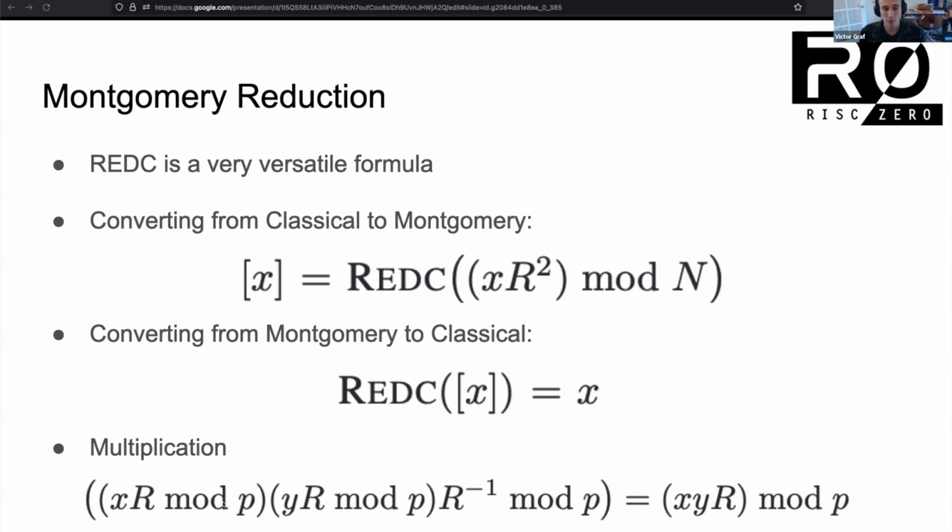So this motivates the reason why this alternate reduction formula is useful: it allows us to define an isomorphic representation of numbers that has its own multiplication that stays within this form. And this multiplication plus reduction is more efficient than the classical form of the same algorithm. So that's the intuition why. The REDC formula can also be used to get numbers into Montgomery representation from classical, or from Montgomery back to classical again.